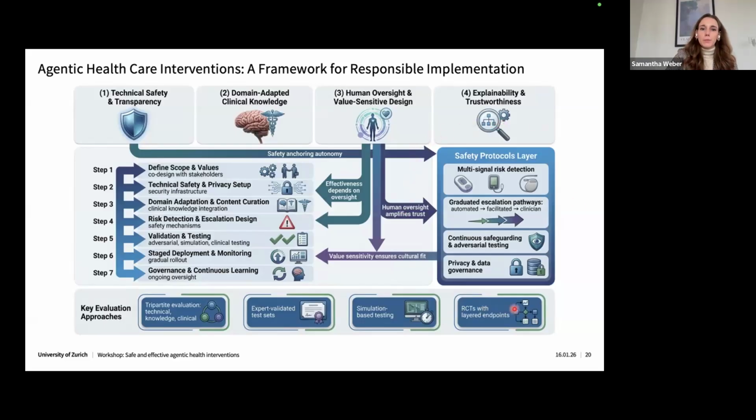Also to keep in mind at all stages are the safety protocol layers. Here we should really think of multi-signal risk detection.